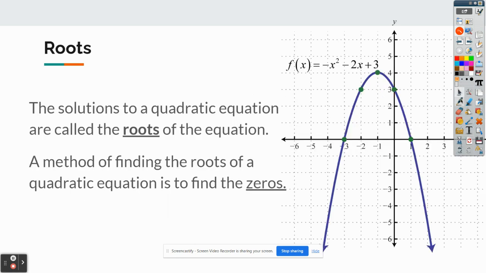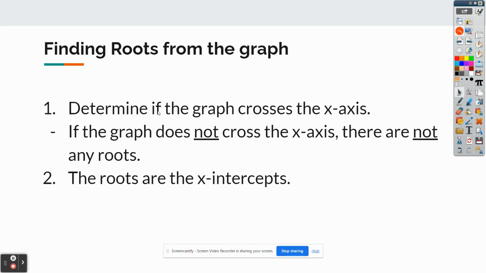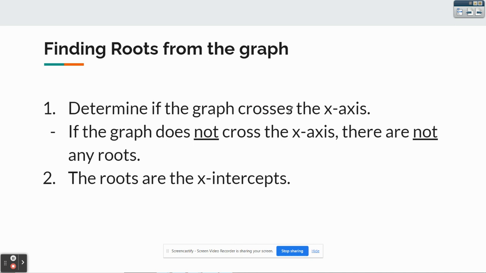All right, how do you find them? Did I just talk about this? The solution of quadratic equations are called roots, and you can find them by finding the zeros because roots and zeros are the same thing. I already knew that. So how do you find the roots? Well, the first thing is you're going to figure out if the graph crosses the x-axis. Remember, the x-axis is the one that goes left and right. If the graph does not cross the x-axis, then there's not any roots or there's not any solutions. If it does cross the x-axis, then our roots are wherever it crosses the x-axis at, which are called x-intercepts.